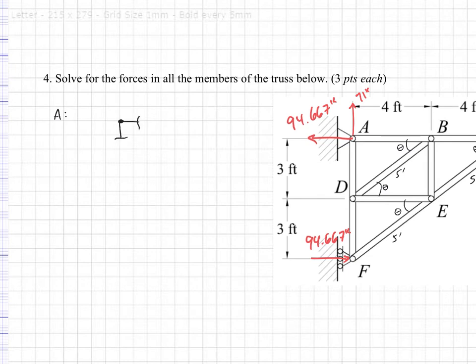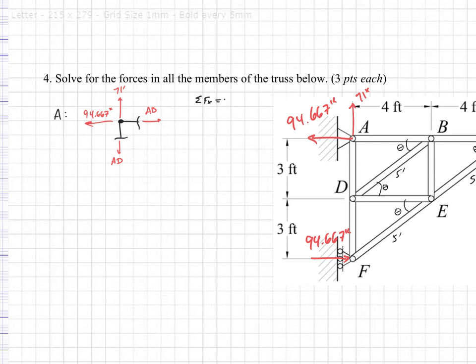Like that, right? I've got forces. I've got this force going this way, which is 94.667 kips, and this force going this way, which is 71 kips. So this force right here is AB, and this force right here is AD. There's almost not even a point to writing the equations here, but we'll go ahead and do it.